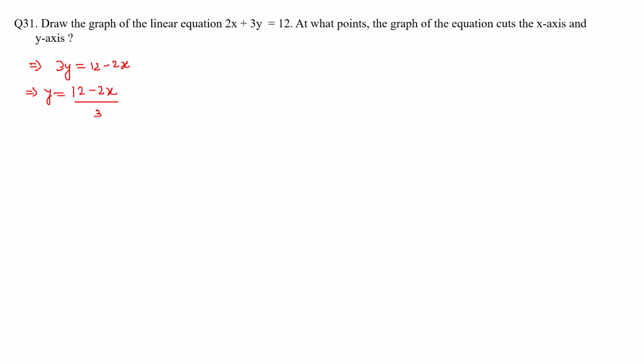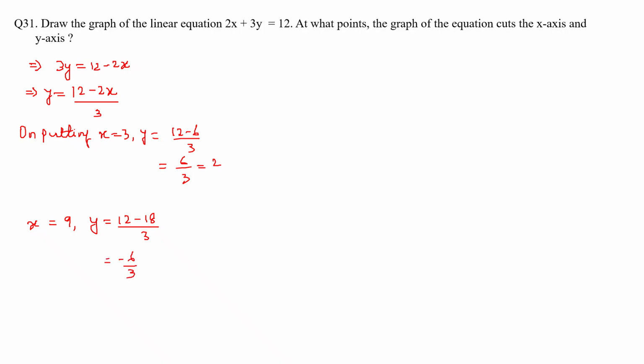Now on putting x equal to 3, I will get y as (12 minus 6) by 3, which will give me 6 by 3 equal to 2. So I have got one of the coordinates. Again I will put x as 9. Then y will be (12 minus 18) by 3. 12 minus 18 is minus 6, by 3, which will give me minus 2. So my two coordinates are (3, 2) and (9, minus 2).